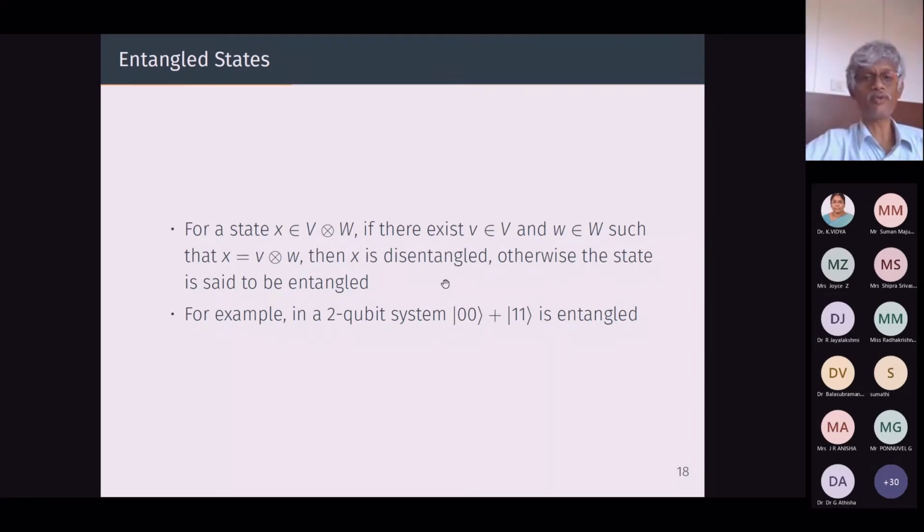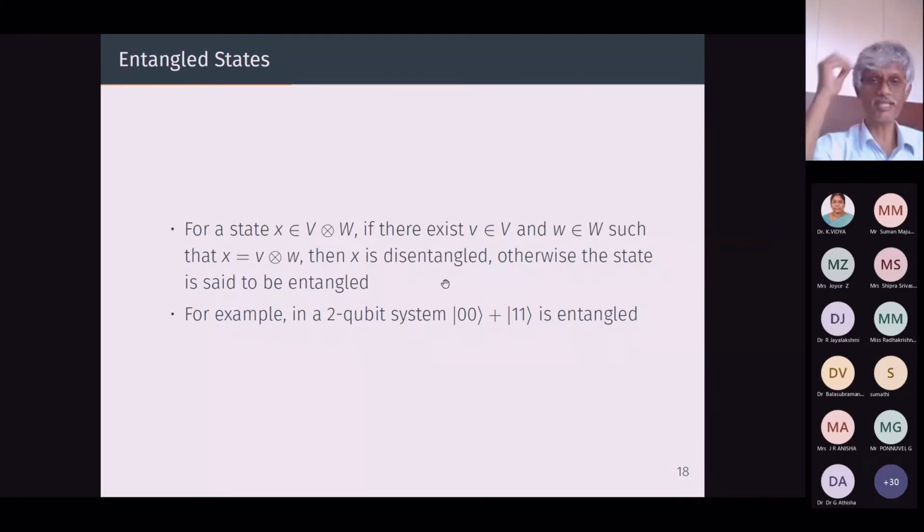So for a state x which is coming from this V tensor W, if there are vectors v and w such that x is equal to v tensor w, then we say that x is disentangled. In some sense, I'm not sure whether that is correct physically, you can study this state x separately as a component of V and as a component of W. But the state is more complicated than this. You will have linear combinations of v_i tensor w_i. That is how the usual state of V tensor W will look like. Any vector from V tensor W is a summation of alpha_i v_i tensor w_i, right? But if we can find v and w such that x is equal to v tensor w, we say that it is disentangled. Otherwise, it is entangled.